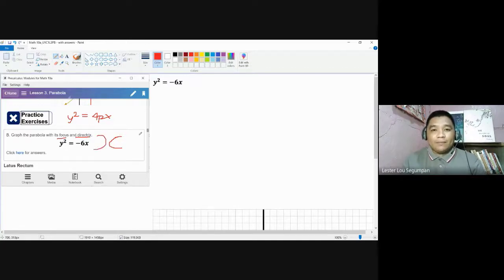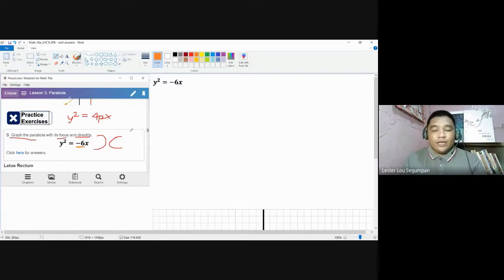The first thing that we could do here to graph this, because that's our concern, is of course we could decide first where it is opening to, so that we will be guided. The first thing we may notice here is the value of the coefficient. It's -6. It is a negative coefficient. Just by looking at that, we could decide that the parabola is opening towards the left, because those are the areas where the values of x are negative. So please be guided that it should open to the left.